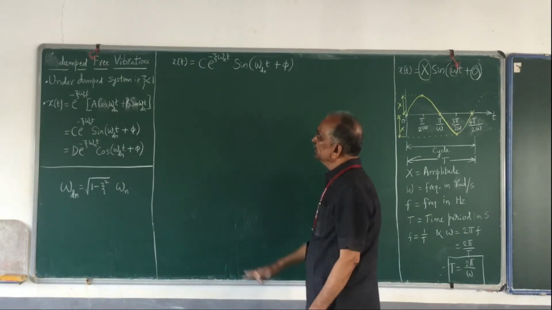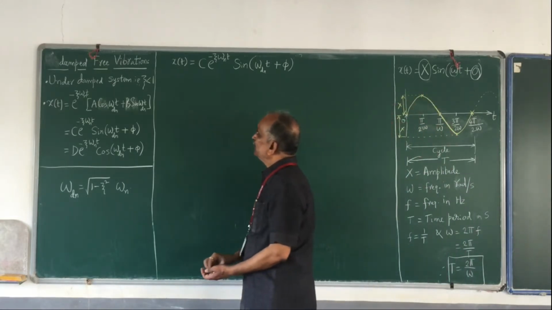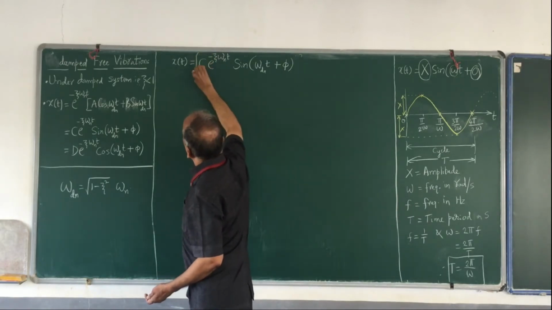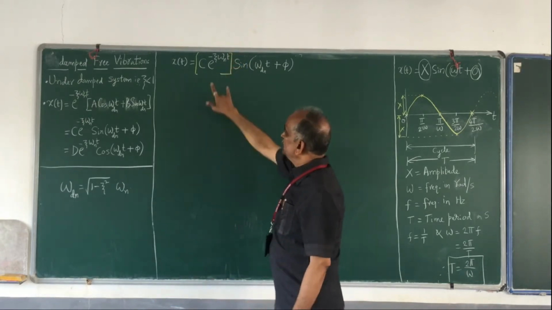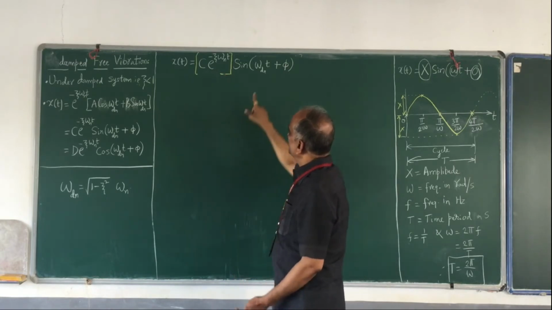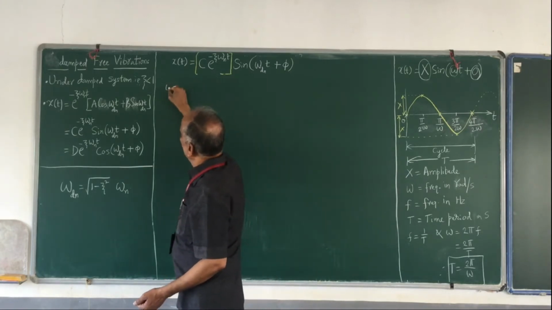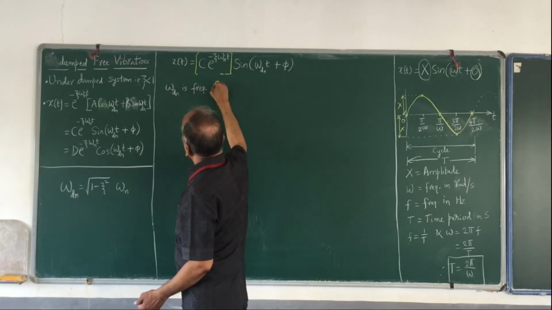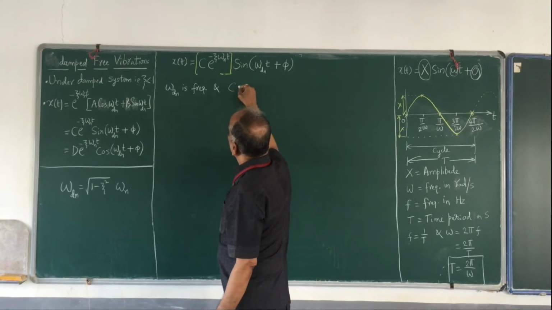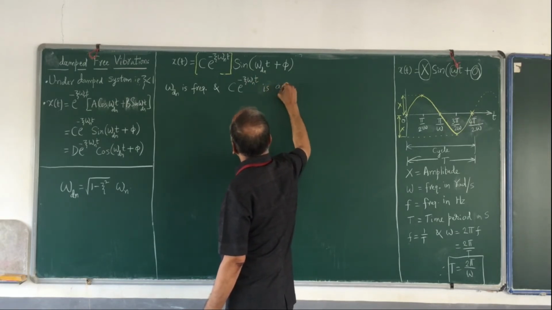So let me come back here. Compare this term with this. So here, what is the amplitude? This entire thing is the amplitude. And what is frequency? Frequency is omega dn. Let me write down here. Omega dn is frequency, and C into e raised to minus zeta into omega n into t is the amplitude.